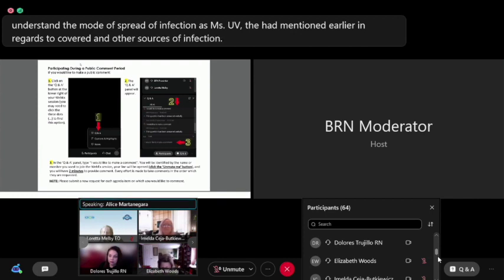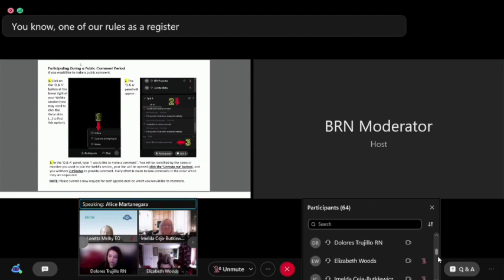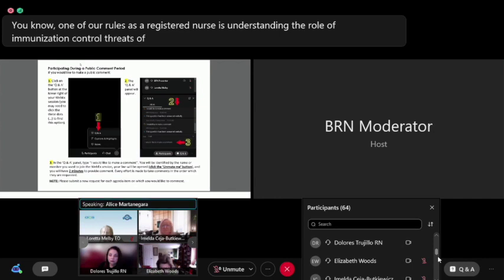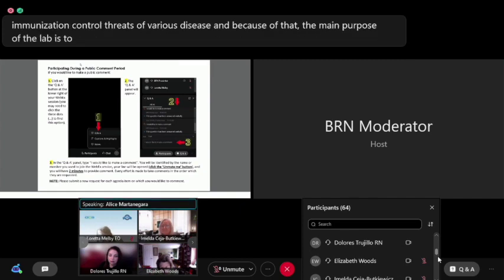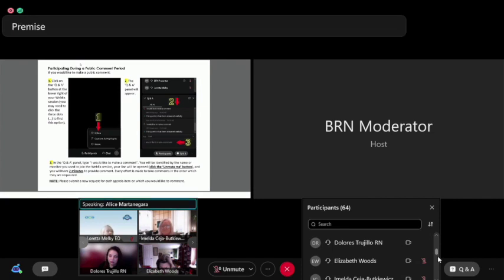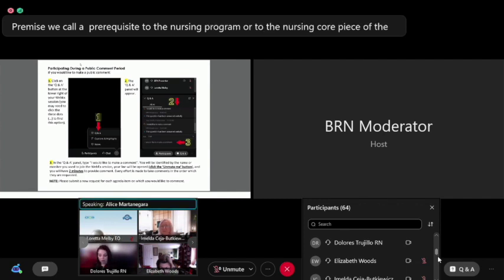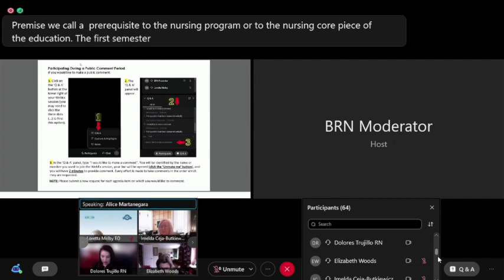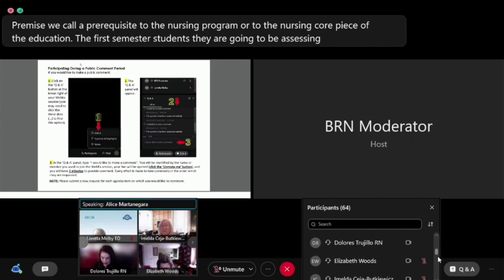one of our roles as a registered nurse is understanding the role of immunization to control threats of various diseases. And the main purpose of the lab is to assist in the diagnosis of infectious disease. Because of this premise, we call it a prerequisite to the nursing core piece of the education, since first semester students are going to be assessing and learning how to complete physical assessment.